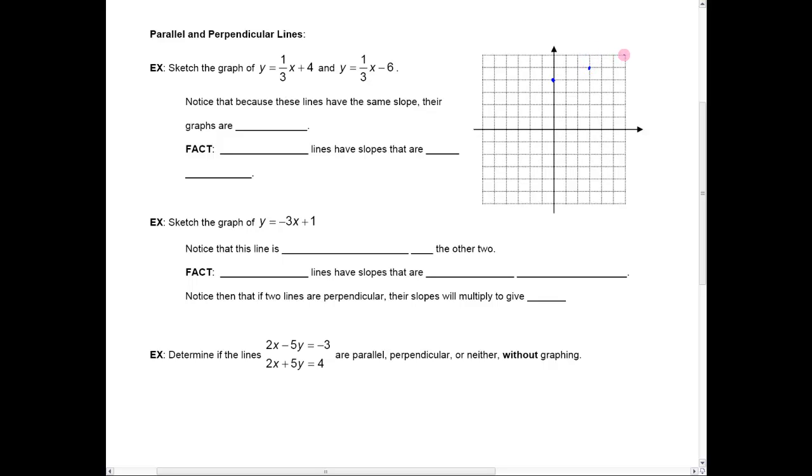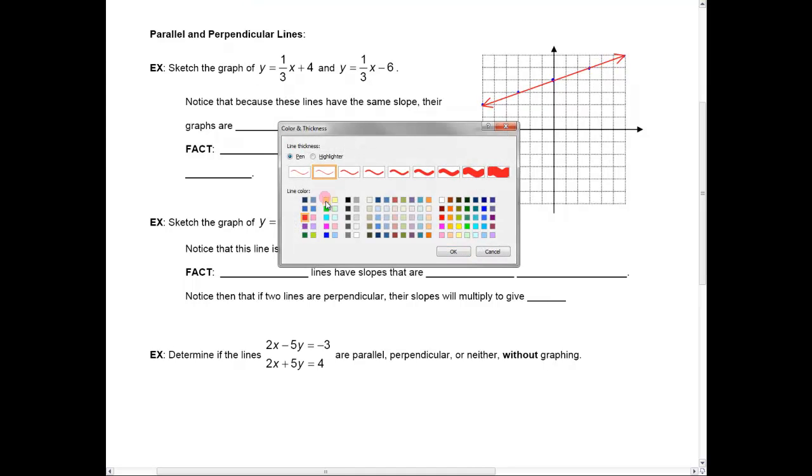Rise of 1, that's up 1, run of 3. Or I could go a rise of negative 1 and a run of negative 3, because negative 1 over negative 3 would also be 1/3. So there's the graph of this line. Let's go ahead and connect the dots there and make it the right color for us.